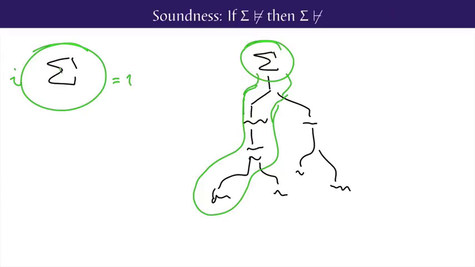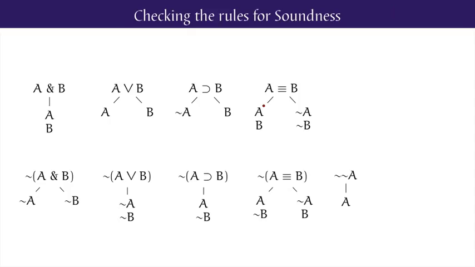And the result is that if the set sigma is satisfiable, if there's an interpretation which makes it all true, then it is consistent. Swapping this around, this also tells us that if sigma is inconsistent, if a tree for sigma closes, then it is unsatisfiable. There is no row of a truth table that makes sigma true. So to prove this, we need to show that each of the rules keep us in the safe zone. So let's check the rules. We check these rules one by one.